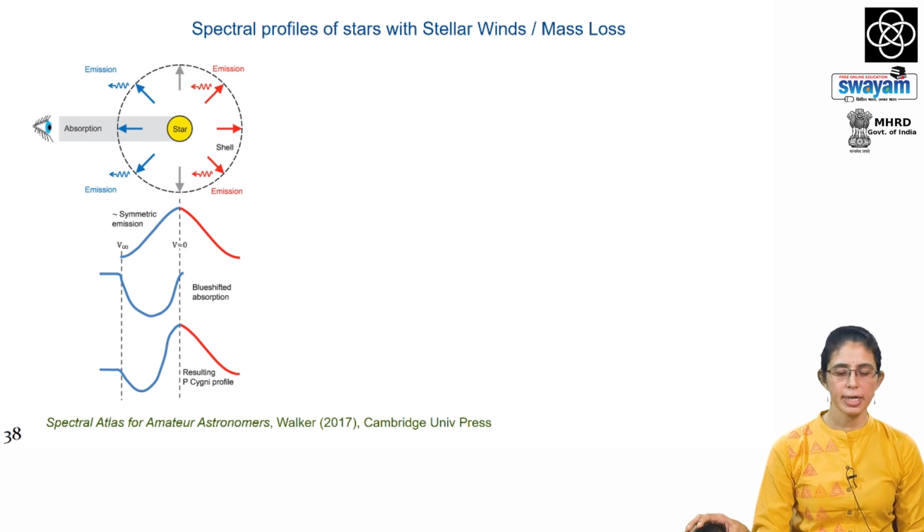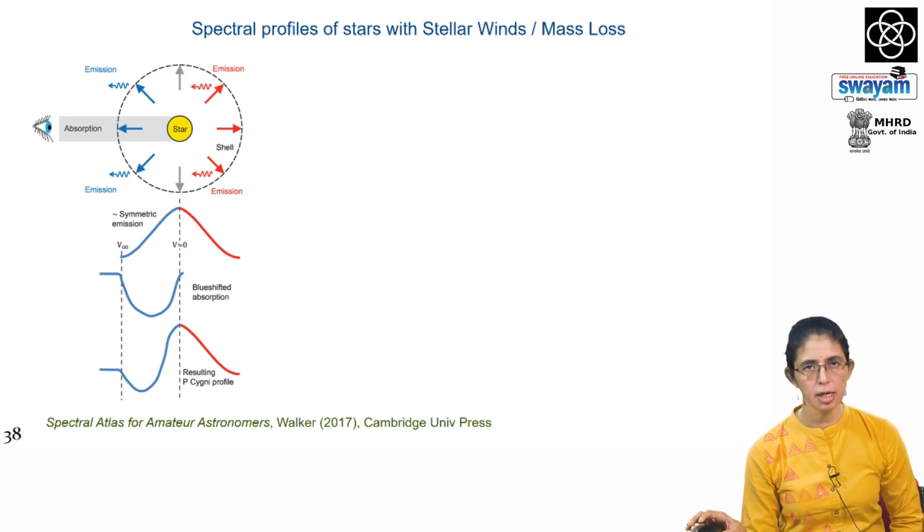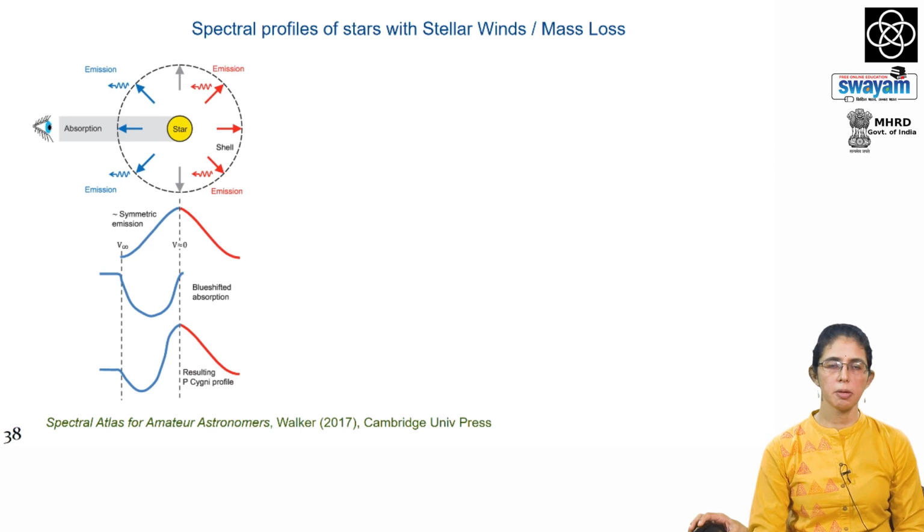Now, let us look at the broadening of the profile due to stellar winds or mass loss. Let us assume that the star is emitting a wind, a spherical wind, as shown in the schematic here. One can see that the wind is expanding in all directions, and the effect of this expansion, radial motion in different directions, leads to a change in the spectral profile of the line.